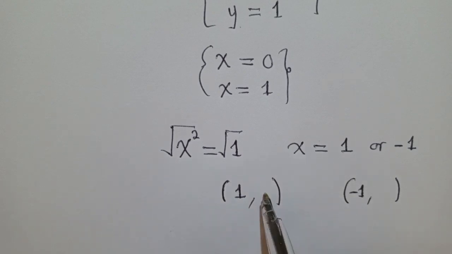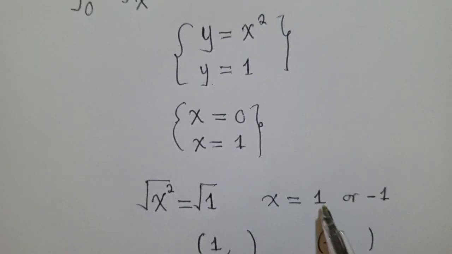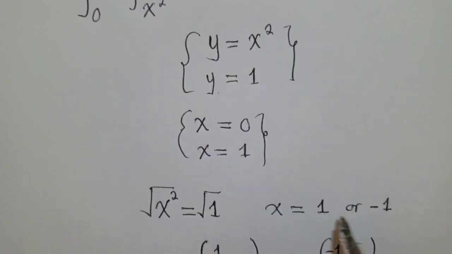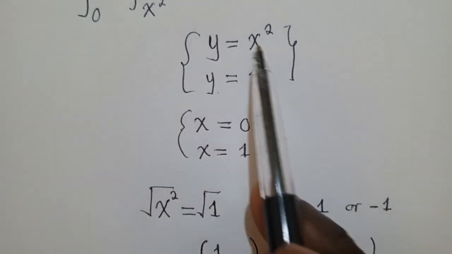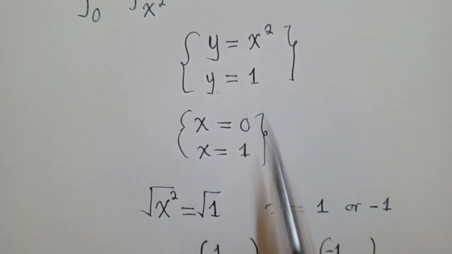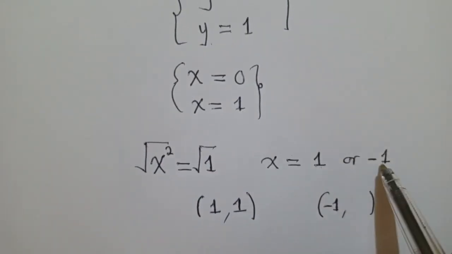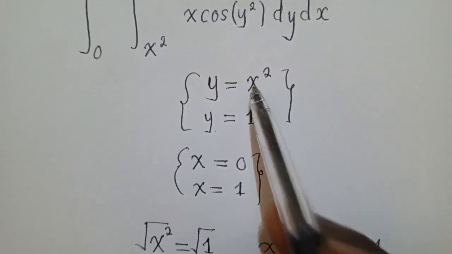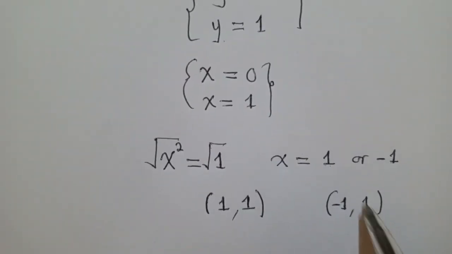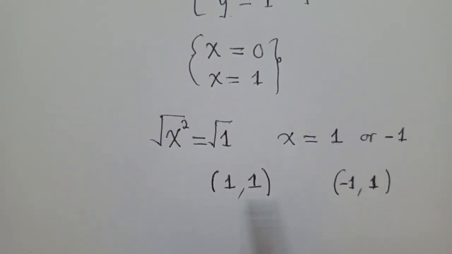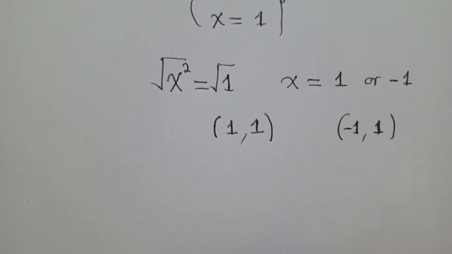Now we need to find the value of y. For the value of y, we substitute in this equation. When x is equal to 1, you put your 1 here. What will be your y? Your y will be 1. You get negative 1, you substitute here, it will still give us a 1. So these are the points where those two equations are meeting.